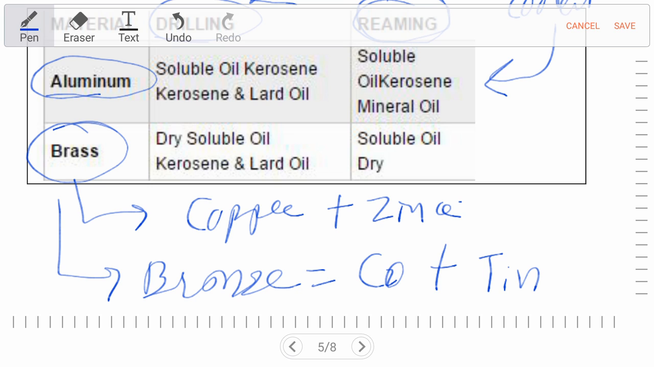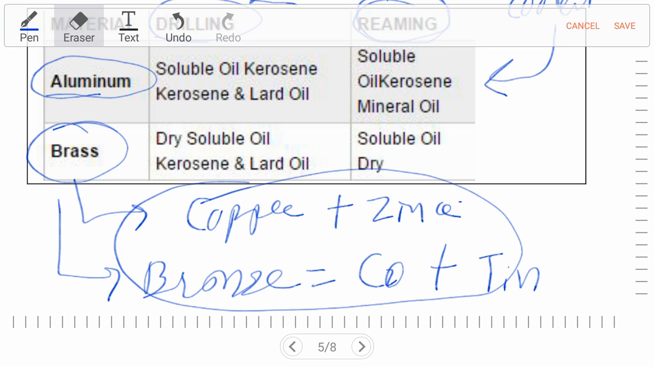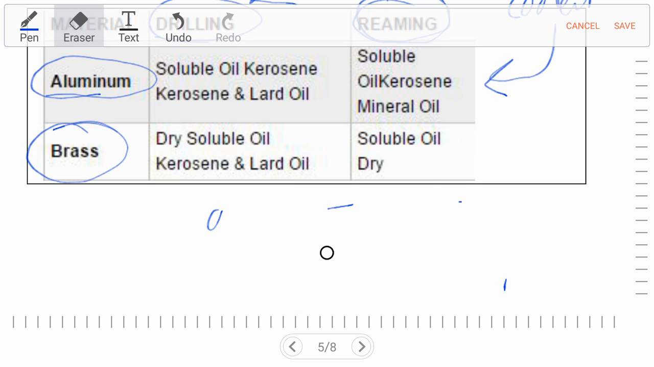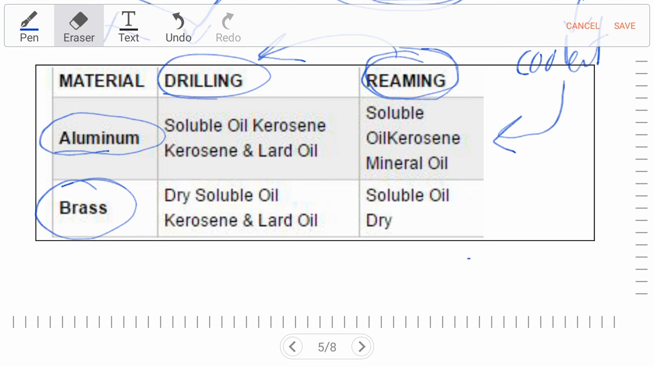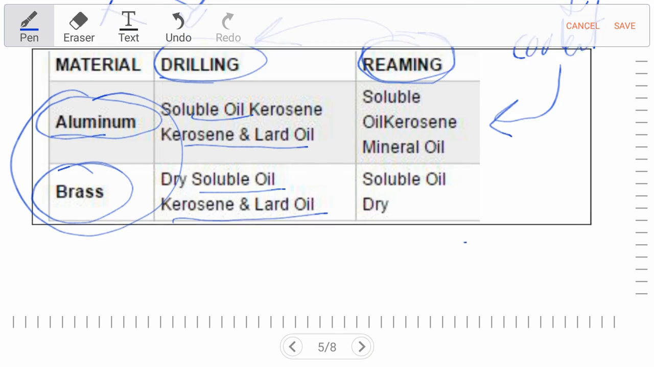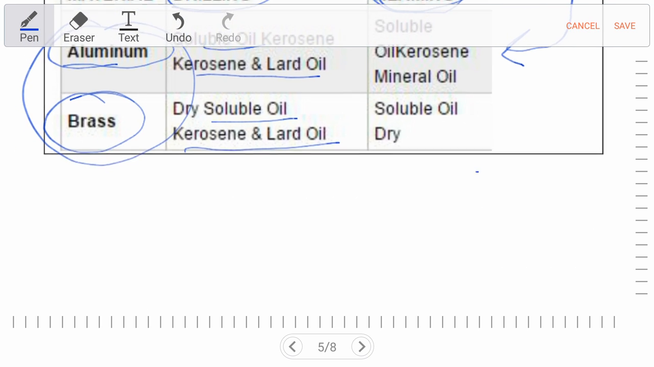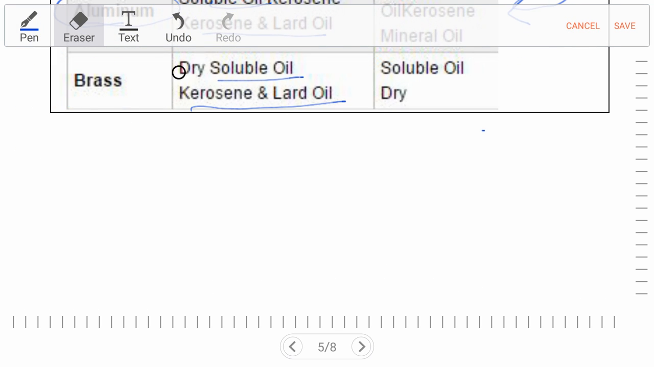Okay, remember this very carefully, don't confuse between brass and bronze. Now over here we can see, in machining aluminium and brass we have to use kerosene or a soluble oil, or we can use dry soluble oil and kerosene.